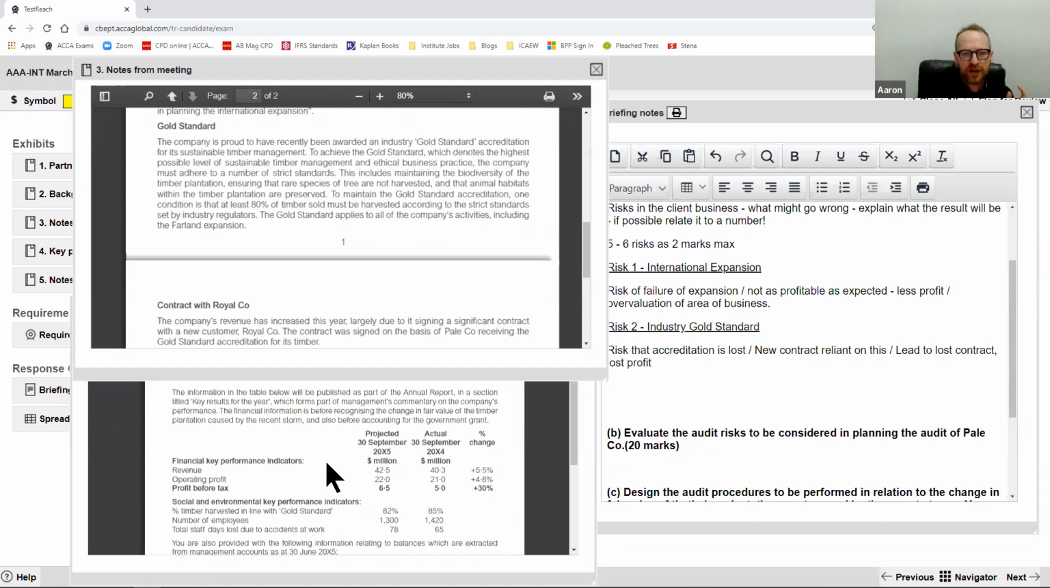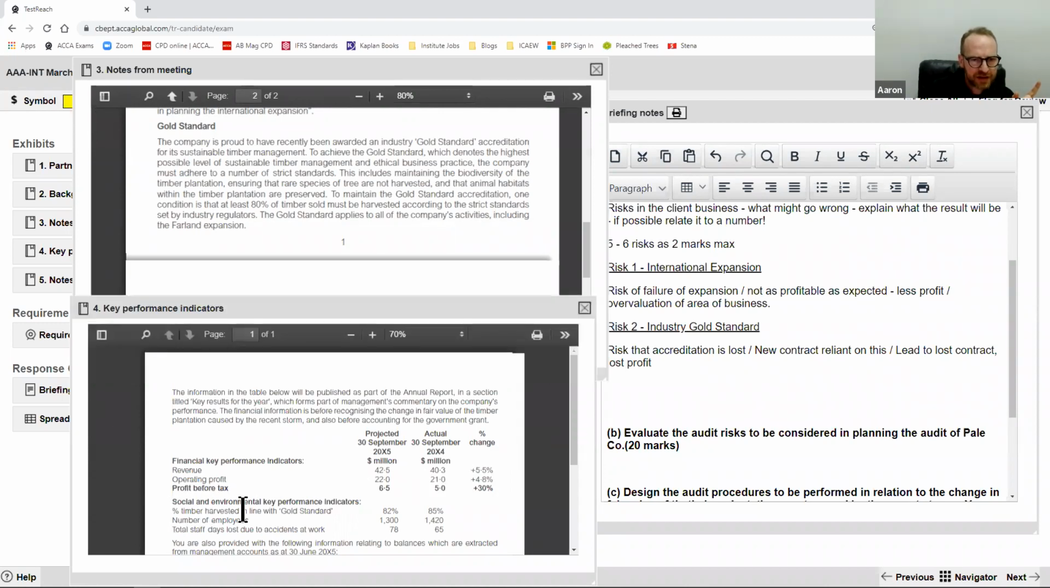Now, for this one, I think you can relate it to a standard because you can look at this line that says the percentage of timber harvested in line with the gold standard, and actually it has gone down. Okay, so I would be saying, and I would be flagging it, and maybe even putting a number and saying that the percentage of timber harvested in line has decreased.